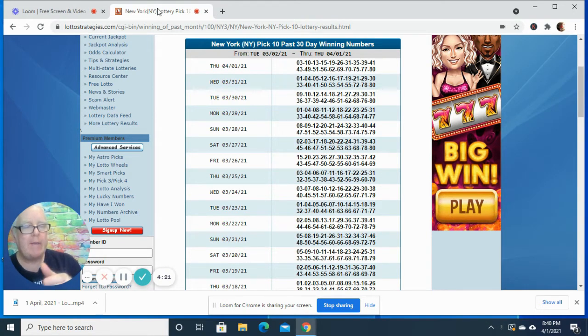Now, what we also want to look at is the consecutive pairs in these columns. When I say consecutive pairs, I mean two numbers back to back. So let's say you got 61 and 62, or you got 8 and 9. Let's see if I can find another one.